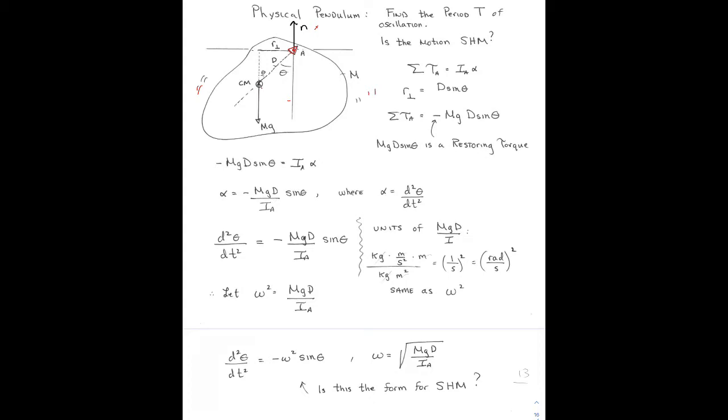So let's calculate the torque. Here is my line of action, and then I have to draw a perpendicular line from the axis of rotation to the line of action. That line is my moment arm. Another distance I put in here is the distance d. That distance d is the distance from the pivot point to the center of mass.